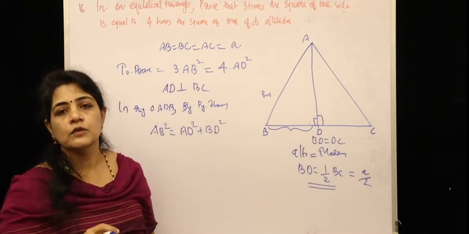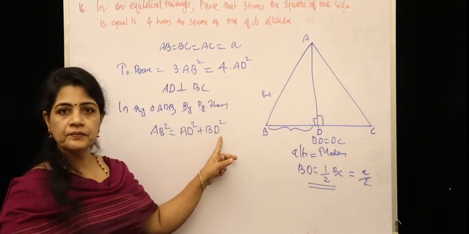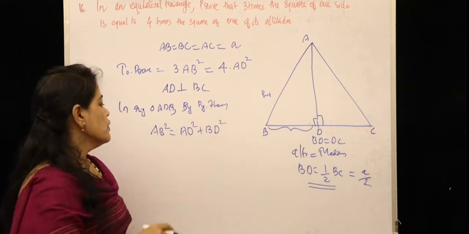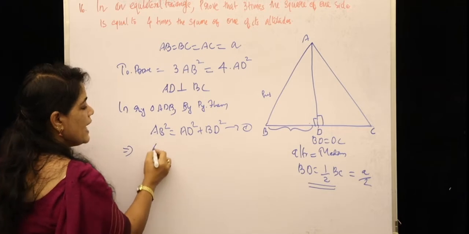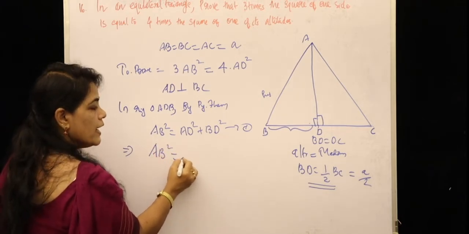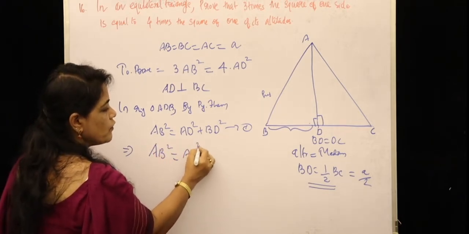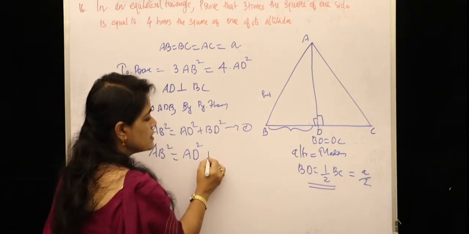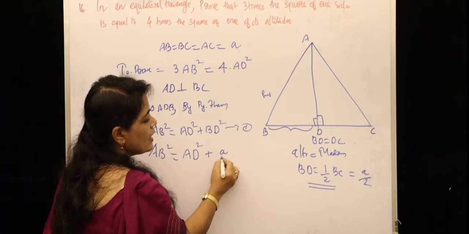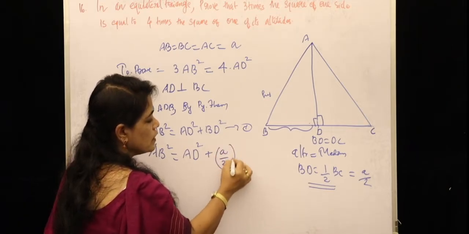Now we have the substitution for BD. So I am going to make that substitution in equation number 1. AB square, no change. AD square, we should get this in terms of AD square. And for BD, in the next step you can write A by 2 whole square.